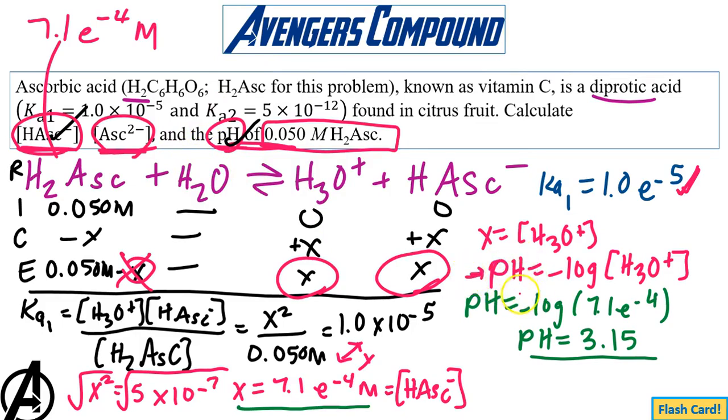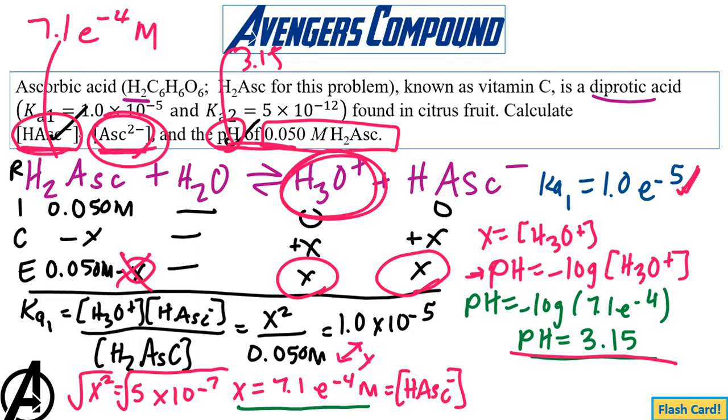pH is equal to negative log of my X value, which is going to be negative log of 7.1 times 10 to the negative 4. And therefore, my pH is equal to 3.15. Again, I was able to use the H3O plus from this overall expression to solve for my pH. Now, the final thing they want us to do, this is 3.15, is get the ASC2 minus concentration at equilibrium.